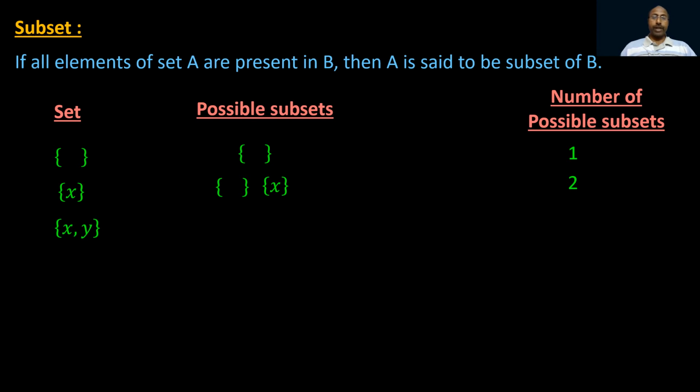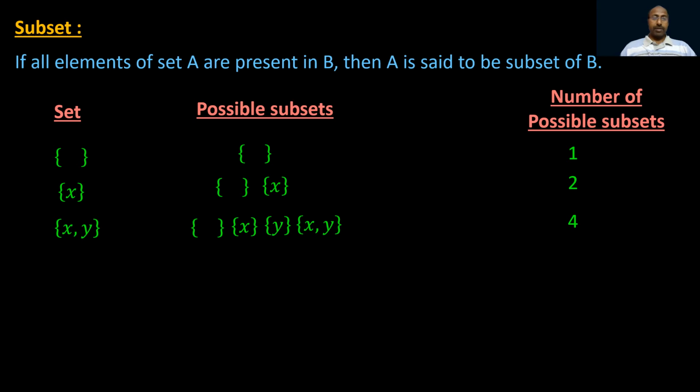Now take a set of two elements X and Y. So let us see how many possible subsets there are for the set {X, Y}. The first one is the null set, the second one is the set containing element X, because the element X is present in the set {X, Y}, the next one is the set {Y}, and the third one is the set {X, Y}. So these four are the possible subsets of the set of elements X and Y. So the number of possible subsets is 4.